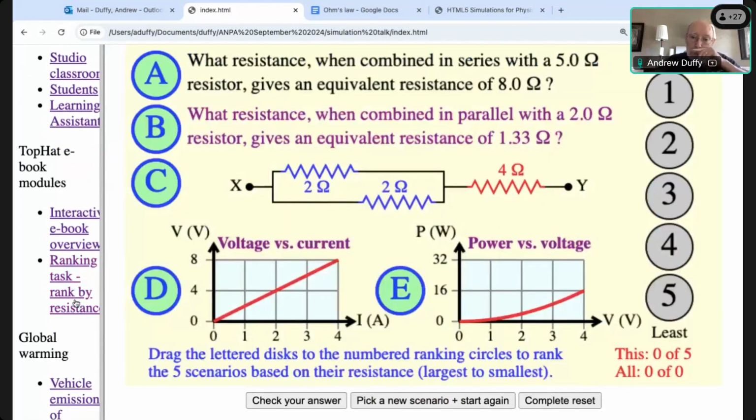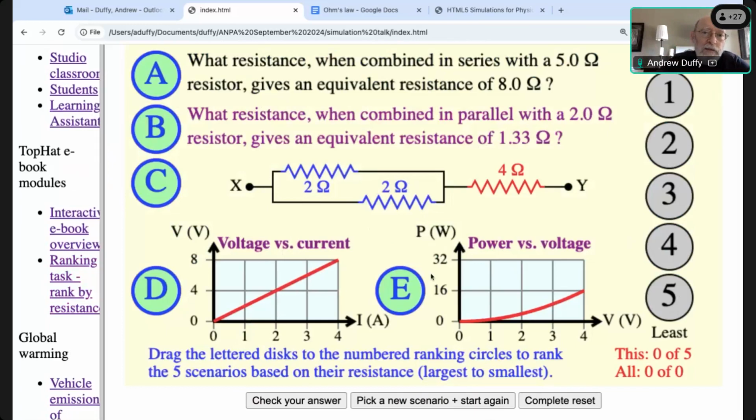Okay, let me show you another simulation that's embedded in our Top Hat course. I would say this one's a little bit flawed because you have to rank them from largest resistance to least resistance. The way I set it up, there's 5 different things, and the answers are 1 ohm, 2 ohms, 3 ohms, 4 ohms, and 5 ohms. But the 5 ohm one you have to put up here at the top where it says 1, and the 4 ohm you have to put on the 2, and the 2 ohm you have to put on the 4. So in some ways that's a little bit flawed.